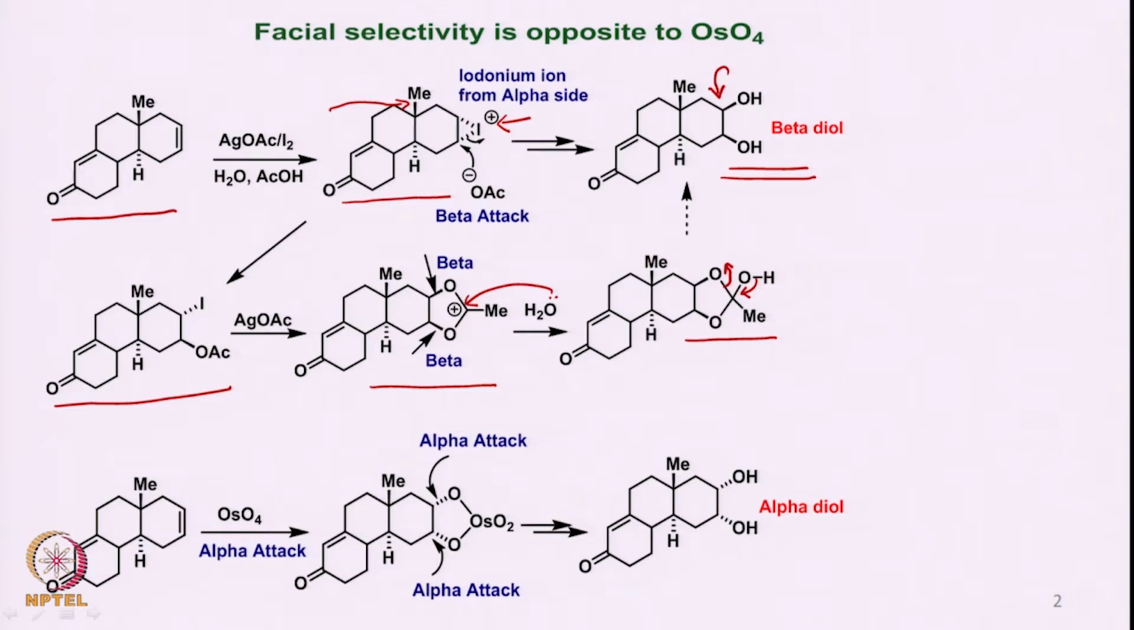So, the beta diol has come because of two reasons. One is that iodine attacks from the alpha side and the water presence is responsible for the beta diol formation, which is cis diol. On the other hand, when osmium tetroxide is used, as I discussed last time, since the methyl group is beta oriented, the osmium tetroxide attacks from the alpha side and that gives alpha diol, and that is also cis, this is also cis, but then the stereochemistry is different. Now, this was something that we discussed last time.